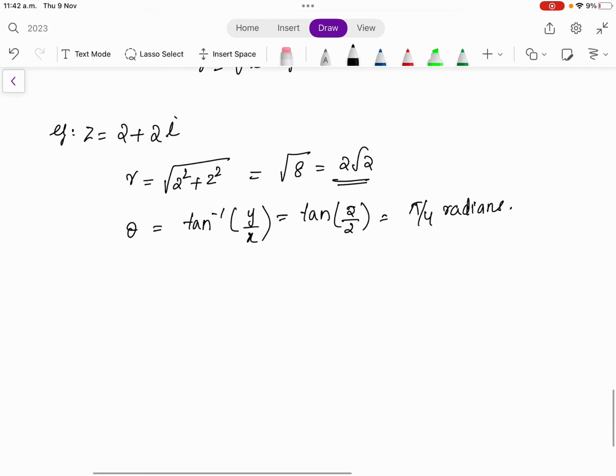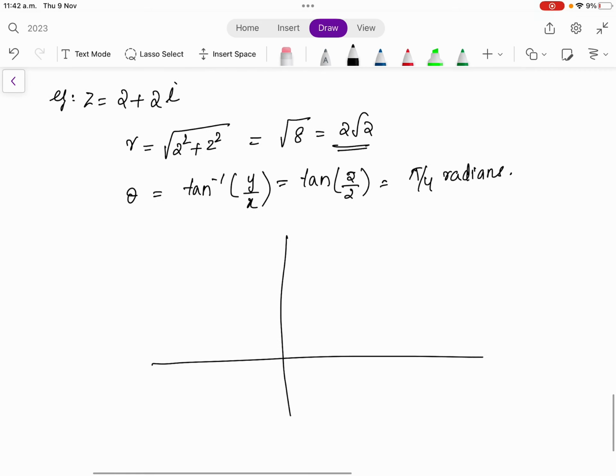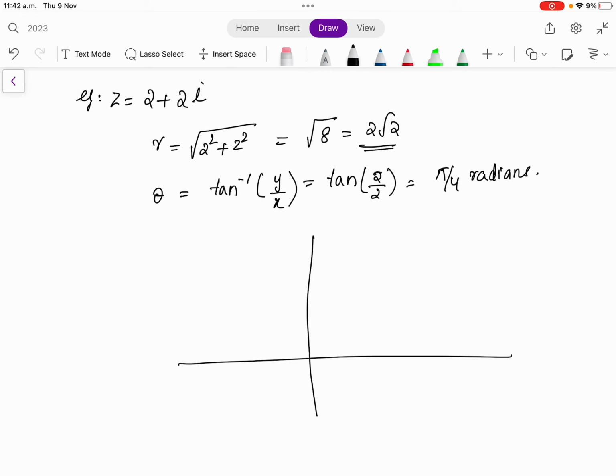Okay, now you can plot this also in the diagram. The diagram will be 2 plus 2i. So here it will be 2 and 2, this is the real part and this is the imaginary part, and so the point will come here. So the line will be like this. The point is 2 plus 2i, the theta is nothing but pi over 4, and the modulus is root 8. So this distance r is equal to root 8.